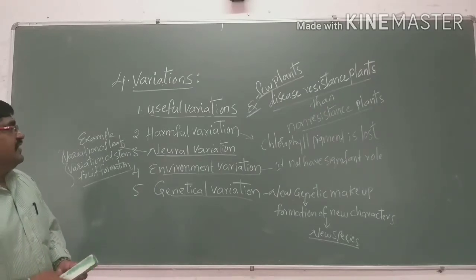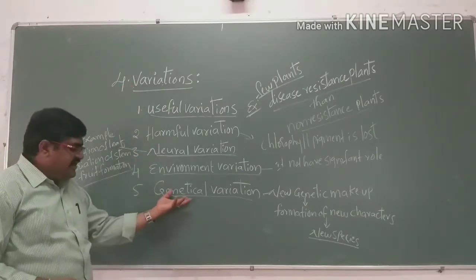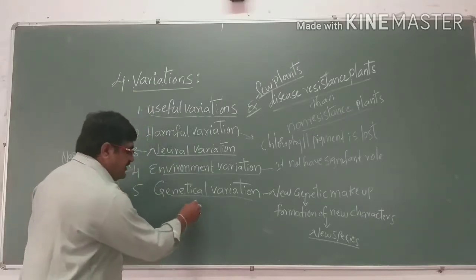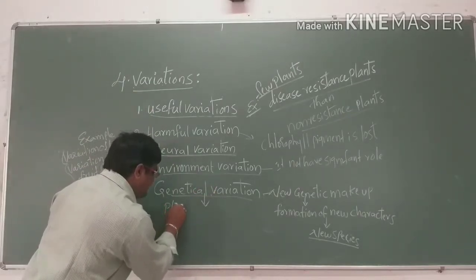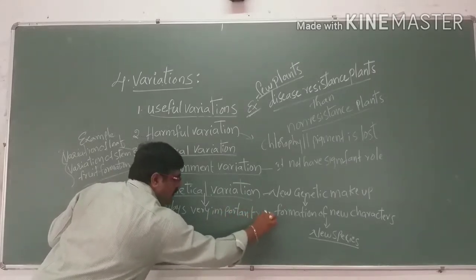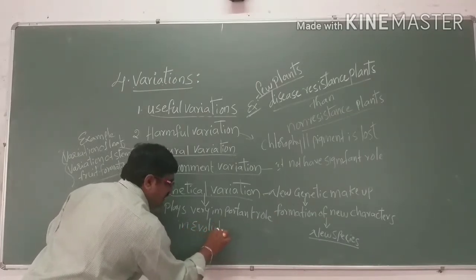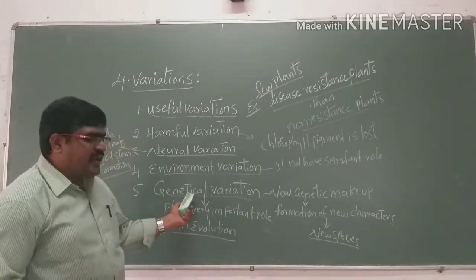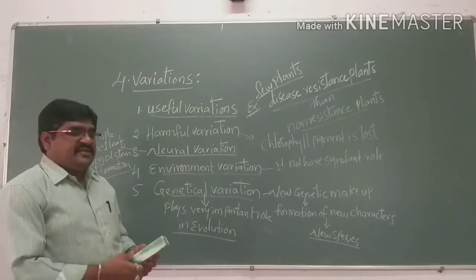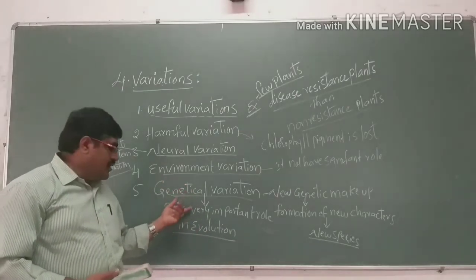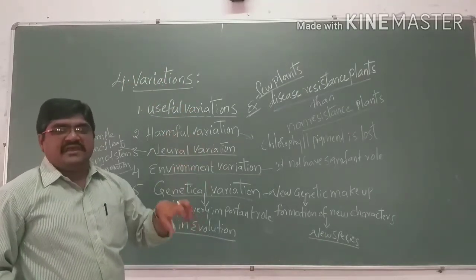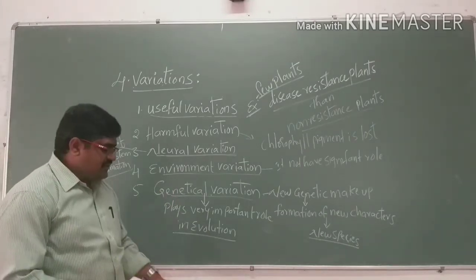So this is the 4th one, genetic variation, and it has a very significant role in evolution. Genetic variation plays a very important role in evolution. Why does it play such an important role? Because new characters are produced. When new characters are produced, new organisms or new species formation takes place. For that reason I said that variations are the raw materials for evolution. That is the 4th character.